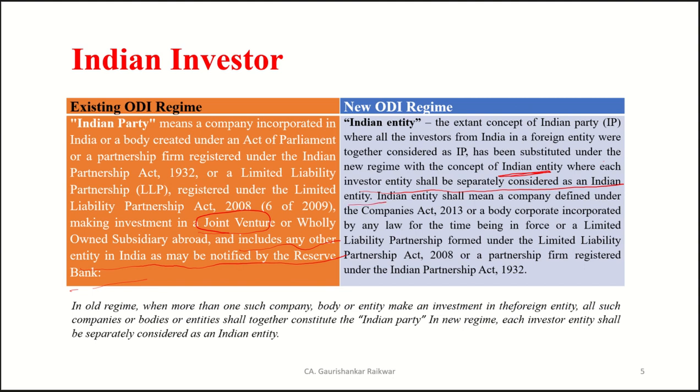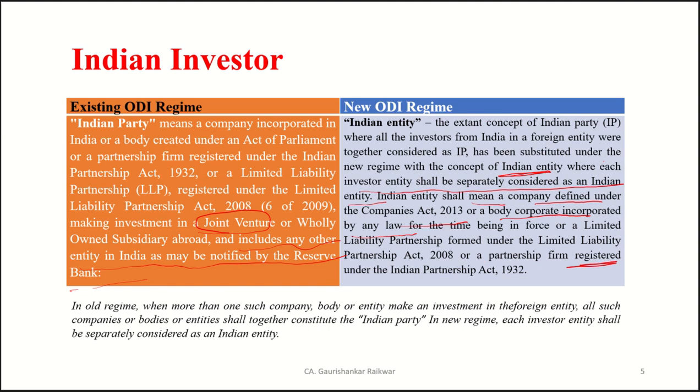So friends, in the old ODI regime, there was a provision where all Indian parties put together were considered as a single Indian party. However, in case of Indian entity, now they will be treated separately. So Indian entity means a company defined under Companies Act, first is a body corporate incorporated by act of law for the time being in force, a limited liability partnership under LLP Act, and registered partnership firm.